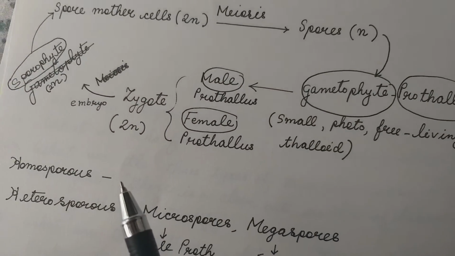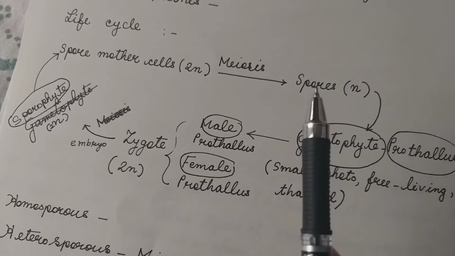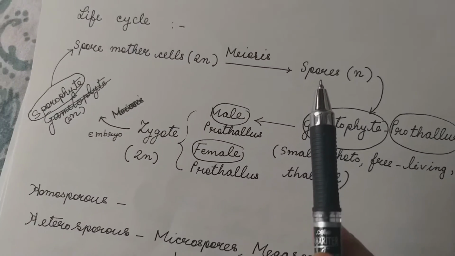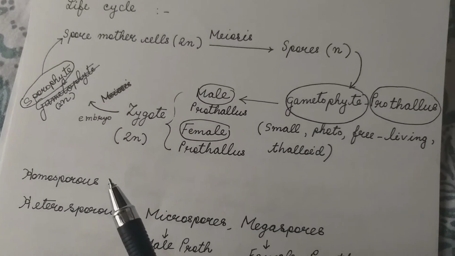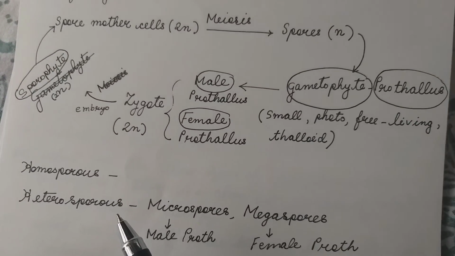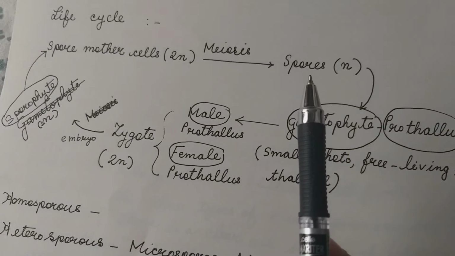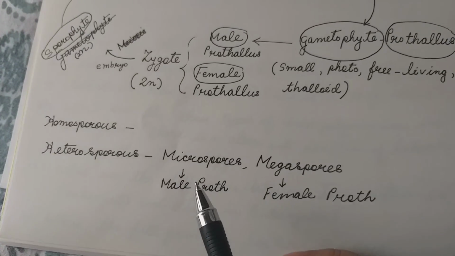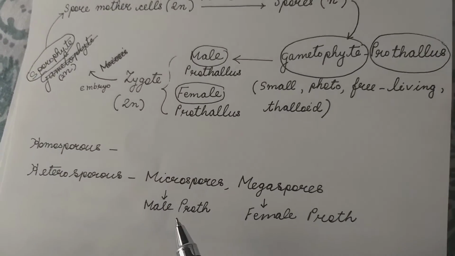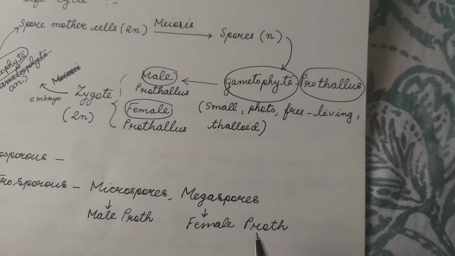Now the pteridophytes which produce only one kind of spore, all the spores of the same type, are called homosporous. But some species produce two kinds of spores, microspores and megaspores. They are called heterosporous. The microspores form male gametophyte, megaspores form female gametophyte.